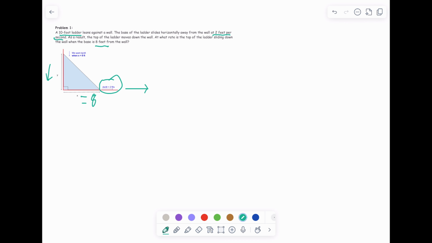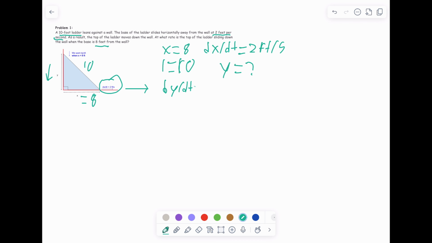So we're going to want to identify our givens. We have x equals 8, our dx/dt of 2 feet per second. We have our L of 10 here, and we have y, which is currently unknown, and dy/dt, which is also unknown. We know that the rate of change is equivalent to the derivative with respect to time.